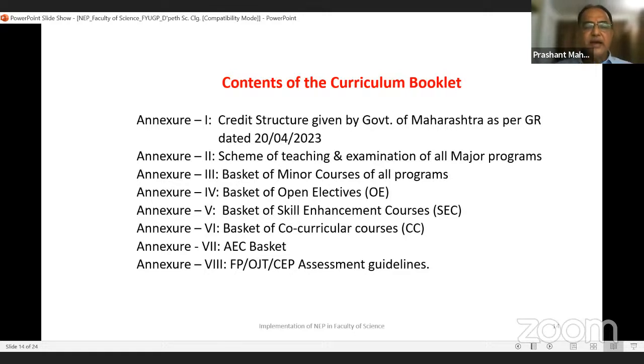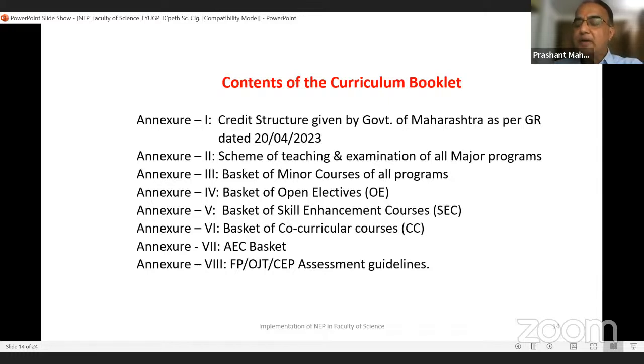So Annexure 1 is that. Annexure 2 is a scheme of teaching and examination of all major programs. Serially, you will find that this scheme is there. We have given number 1, number 2 also. Basket of minor courses of all programs. Basket of open electives. Now there will be a question in your mind: you have given the basket of minor for Faculty of Science, the basket of open elective for Faculty of Science, the basket of skill enhancement courses for Faculty of Science. But then what about the other faculty?